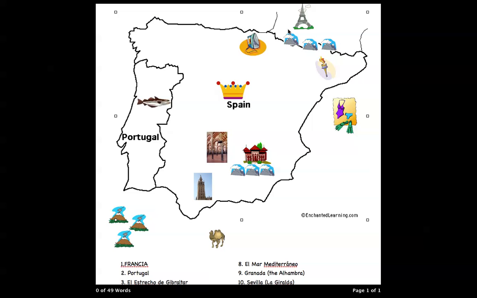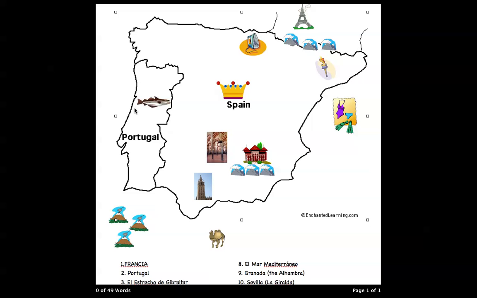So we'll start up here with one of the countries that borders Spain. This is France, Francia in Spanish, and of course the big Eiffel Tower symbol there. This is the border between France and Spain, and these are the Pyrenees Mountains, Los Pirineos, and that's the border. So a very mountainous region. The whole thing's basically a big mountain chain.